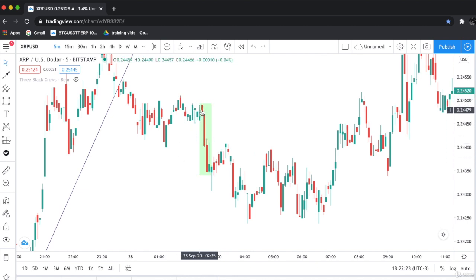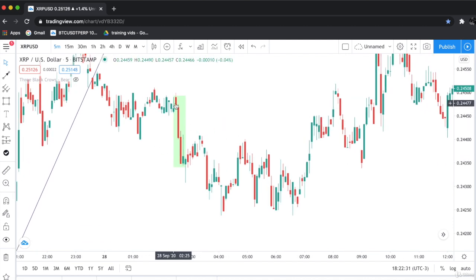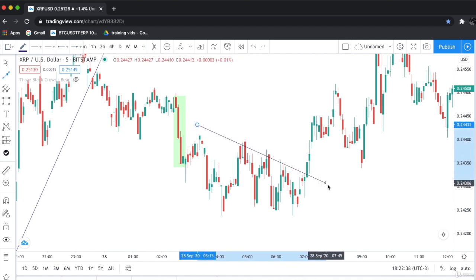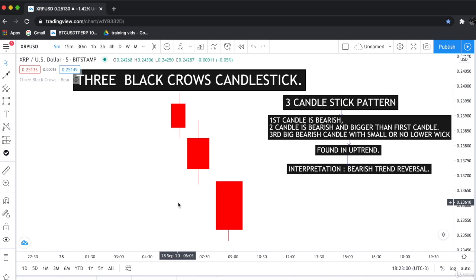This is the first bearish candlestick. This is the second, which is bigger than the first candlestick, and this is the third big bearish candlestick. The 3 black crow candlestick came, and the sellers became active, and the price dropped further, as you can see. So this was the 3 black crow candlestick. This was the opposite of the 3 white soldiers.